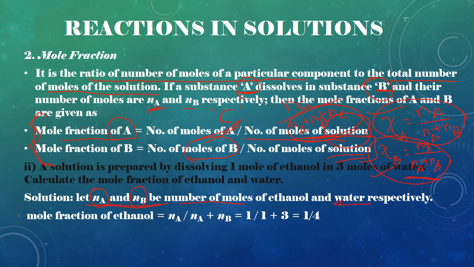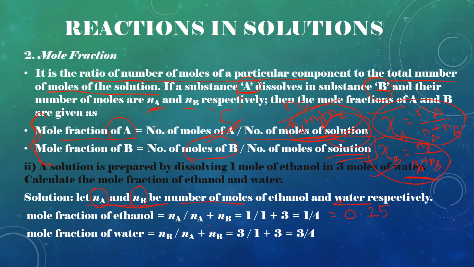So mole fraction of ethanol will be number of moles of Na by total number of moles, that is 1 plus 3. So it is 1 by 4. You need to further simplify and write 0.25. And the mole fraction of water will be, it says 3 moles of water. So 3 divided by 1 plus 3, that is 3 by 4. Further simplification gives us 0.75. You need to note here that mole fraction does not have any units.